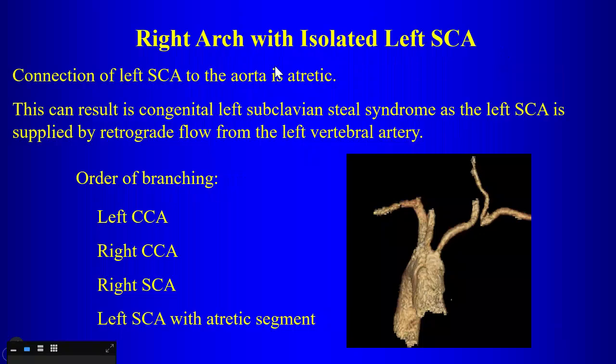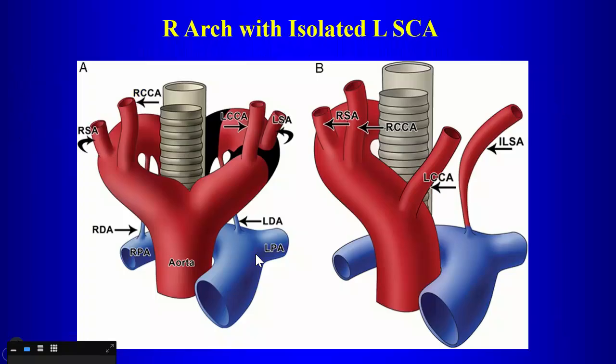Okay. Right arch with isolated left subclavian. So we've covered that. We've talked about the order of branching. So the subclavian loses its connection to the aorta, right? So how does that occur? Well, it turns out there are two interruptions, one here, that winds up isolating the left subclavian, and then it may connect in utero to the pulmonary artery through the ductus arteriosus. Okay? But then when that closes, you're left with an isolated subclavian artery, and then it will fill from the vertebral, so congenital subclavian steal. Right?